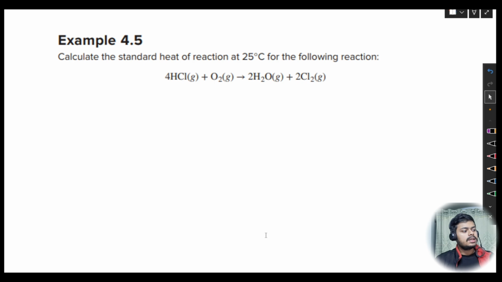The example states: calculate the standard heat of reaction at 25 degrees Celsius for the following reaction. So there is a chemical reaction here, and the question demands that we calculate the standard heat of reaction at 25 degrees Celsius. There is a very important piece of knowledge here. At 25 degrees Celsius, the heat of reaction is known as the standard heat of reaction.